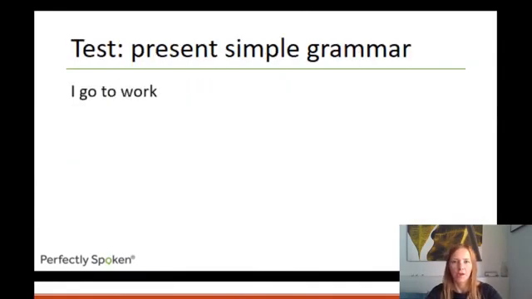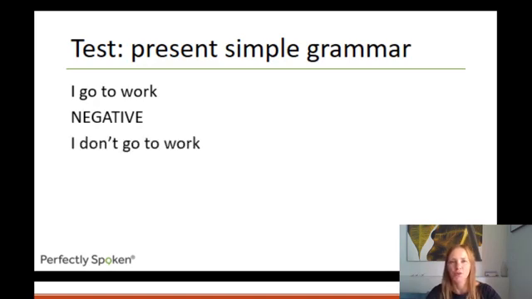Okay, I go to work. What's the negative of I go to work? What's the negative? Yes, I don't go to work. I don't go to work. Very good. So in this, we need to use the auxiliary verb to make it negative.